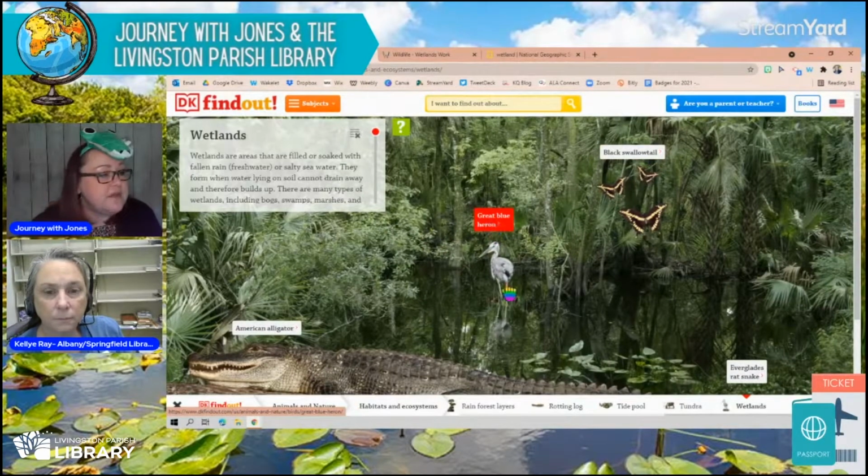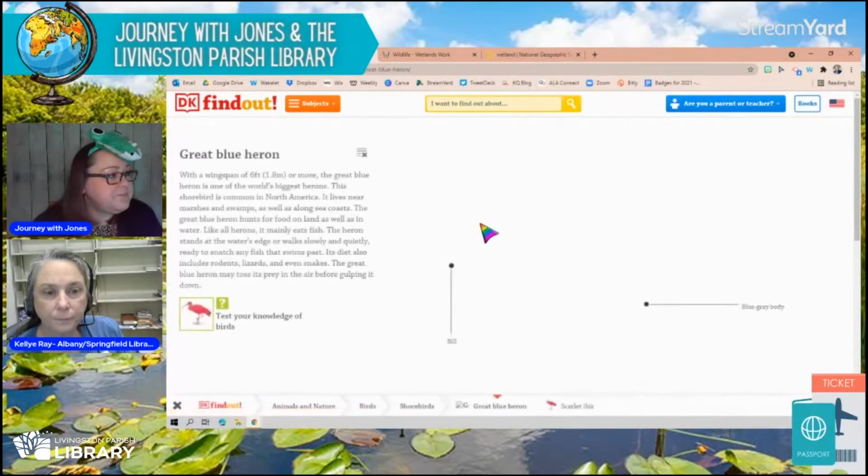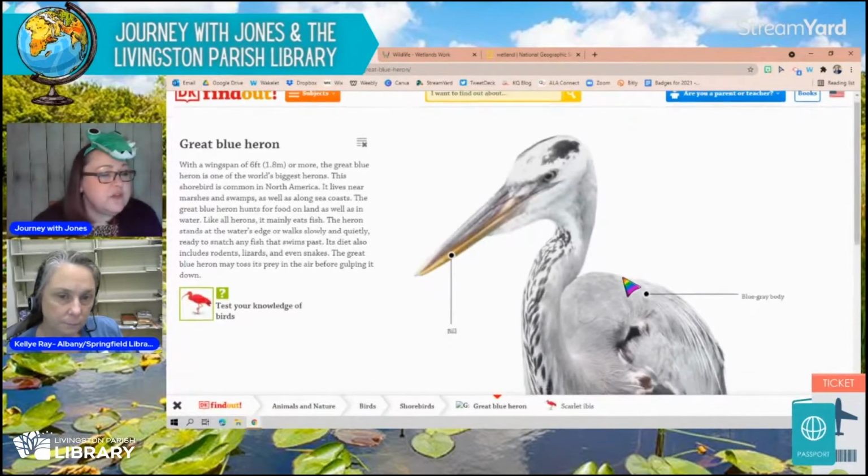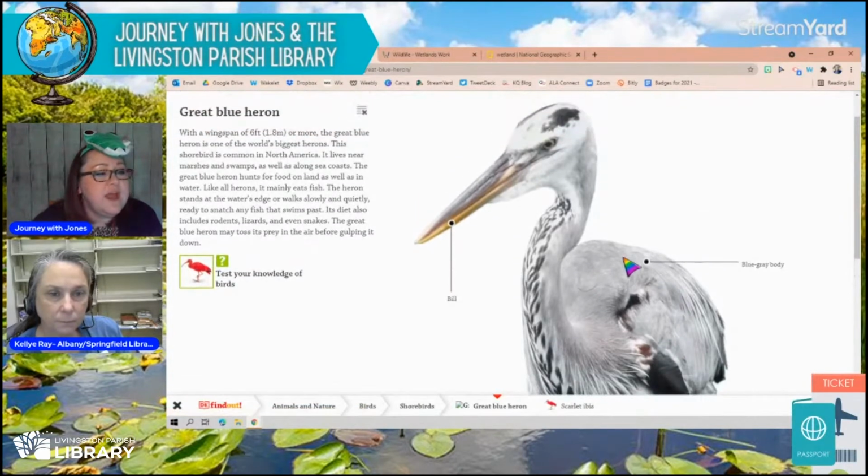The first one we're going to talk about is the blue heron. And there's a little information right here, great blue heron. You can click on it. You can even test your knowledge about birds right here. So blue herons have gray-blue bodies, which is why they're called blue herons. This is a picture right here.